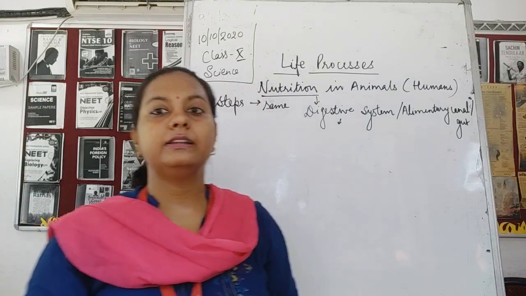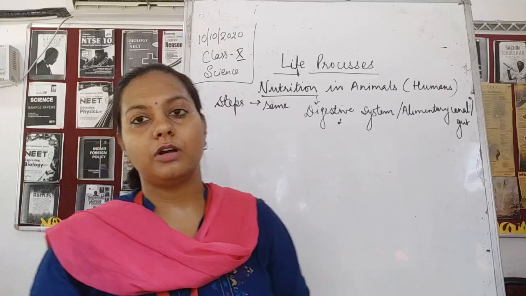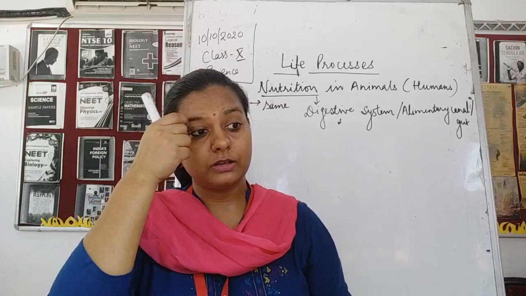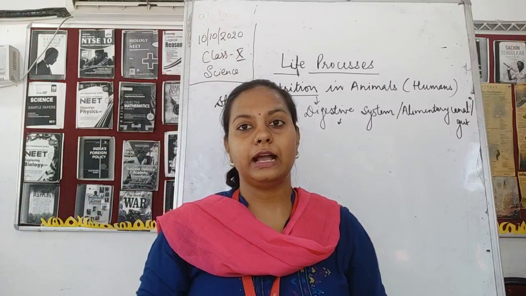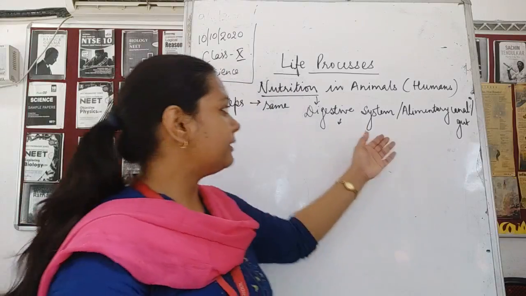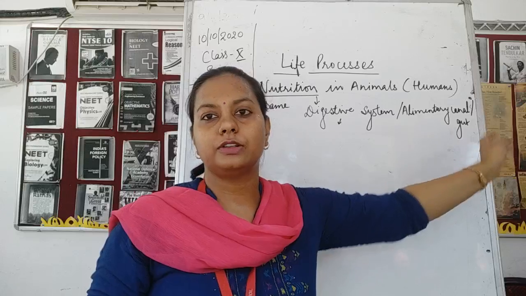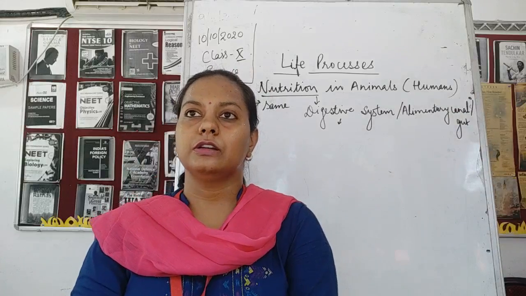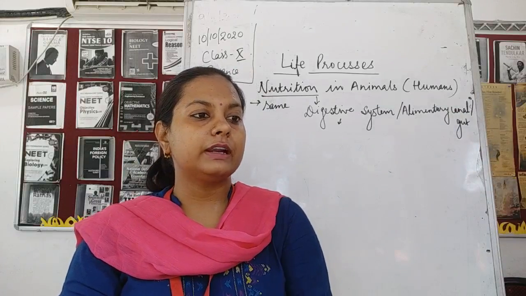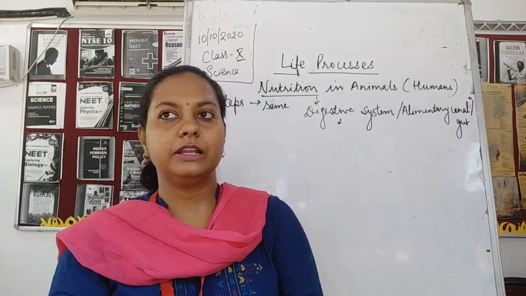Okay, so it is a 9-meter long tube-like structure, that is why it is said to be the alimentary canal. Canal itself means it is a tubular structure. It is a long tubular structure. Fine. Now next what we were studying was the steps of nutrition in human beings.